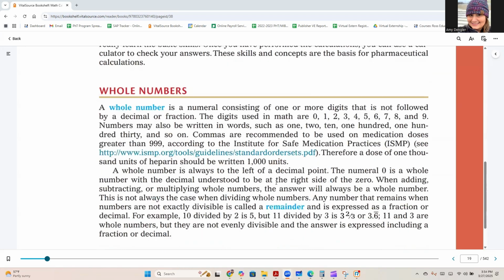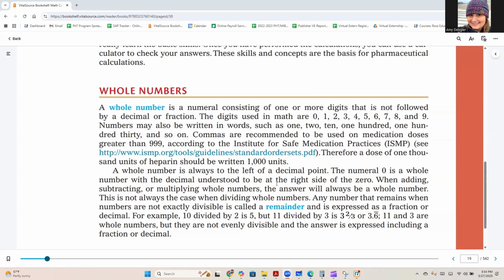A whole number is a numeral consisting of one or more digits that is not followed by a decimal or fraction. The digits used in math are 0, 1, 2, 3, 4, 5, 6, 7, 8, and 9. Numbers may also be written in words such as 1, 2, 10, 100, 130, and so on. Commas are recommended to be used on medication doses greater than 999 according to the Institute for Safe Medication Practices, the ISMP. Therefore, a dose of 1,000 heparin units should be written 1,000 units.